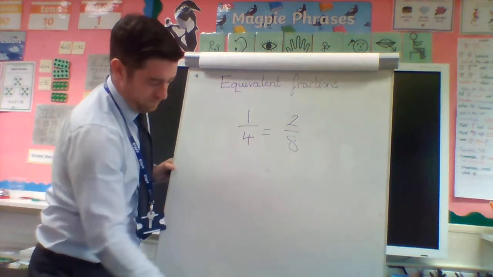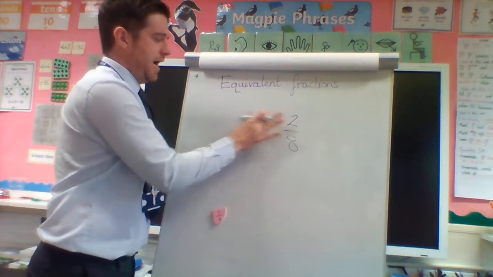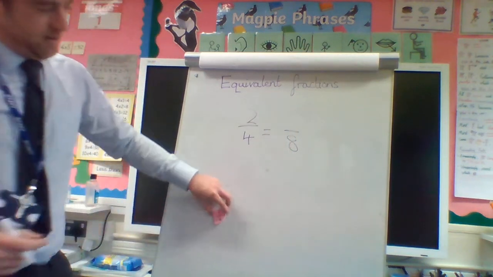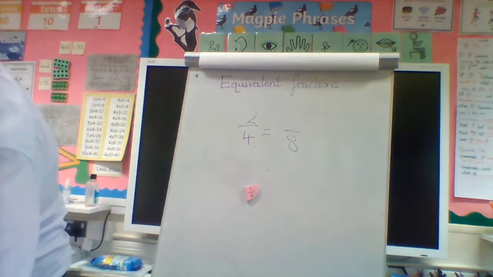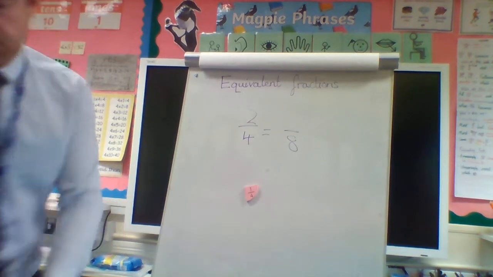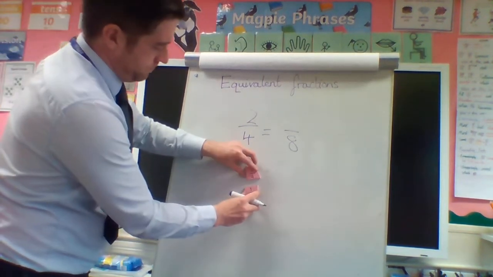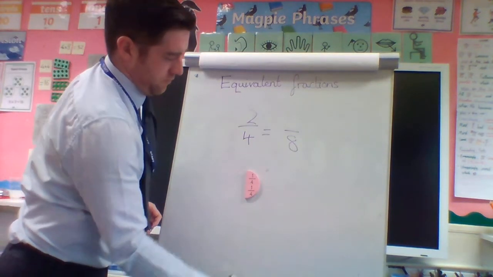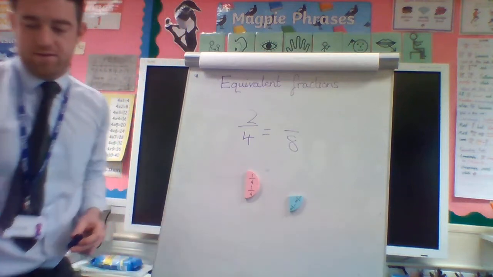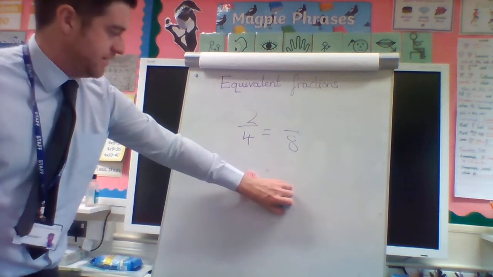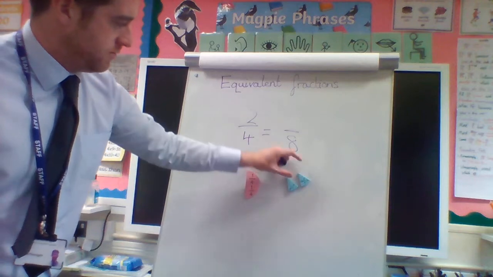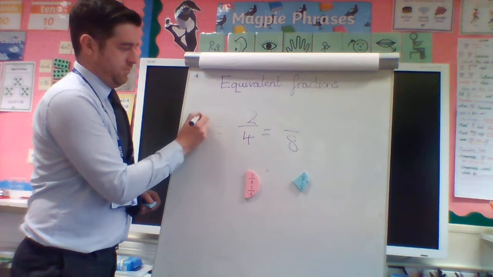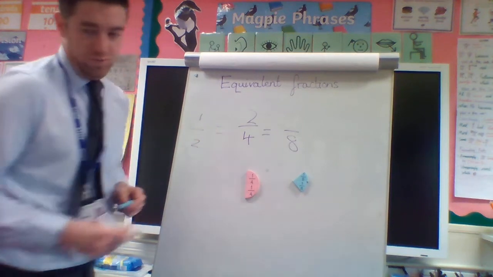Let's have a look at another one. I wonder how many eighths 2/4 is the same as. Let's get 2/4. So there's my 2/4. How many eighths will I need? I'm sure some of you have worked it out already. So there's the 2/8. It's not equivalent yet, is it? Definitely not the same. Have you noticed that 2/4 is the same as a half here? Half is the same as 2/4.